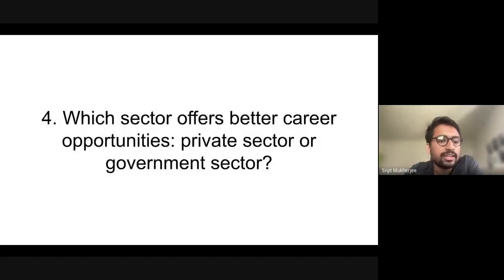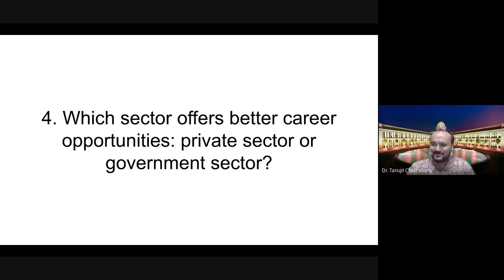Okay. The next question: which sector offers better career opportunities, private sector or government sector? It really depends. Everyone offers their own type of thing, right? So which one is good? Like if I ask you, would you prefer a rose or would you prefer a mango? So it's like comparing two different entities, right?